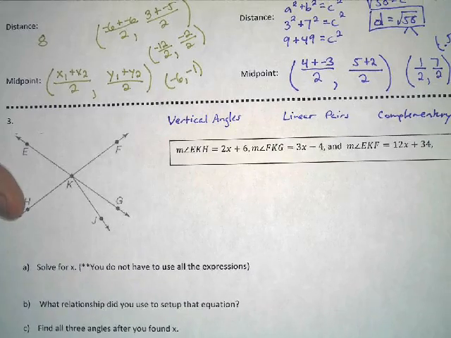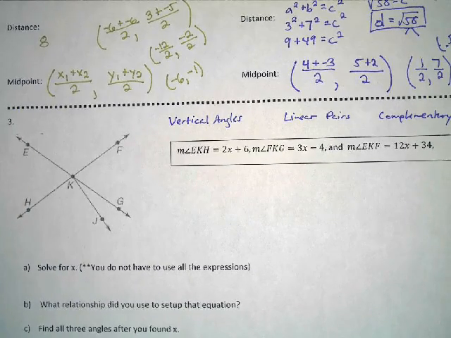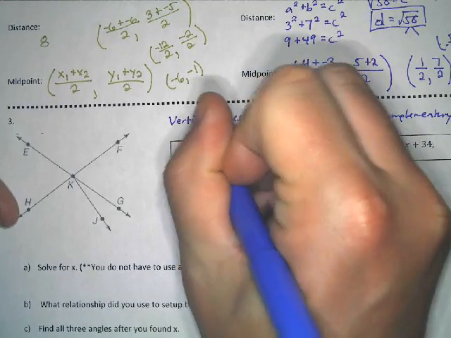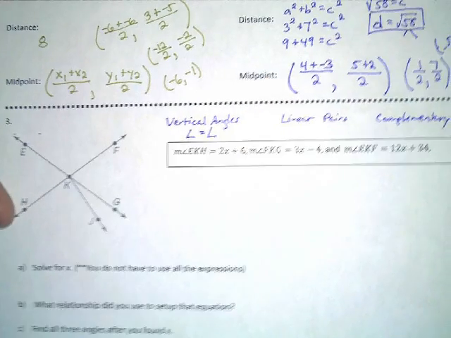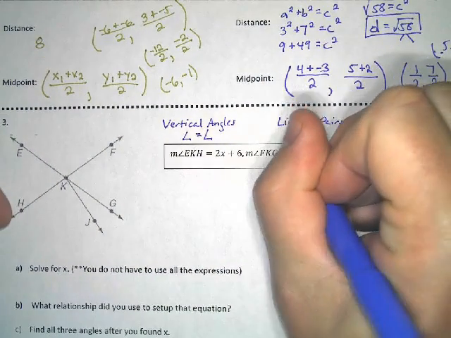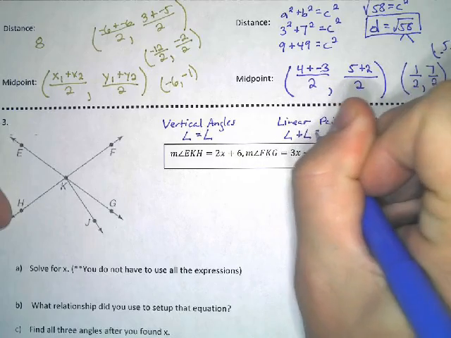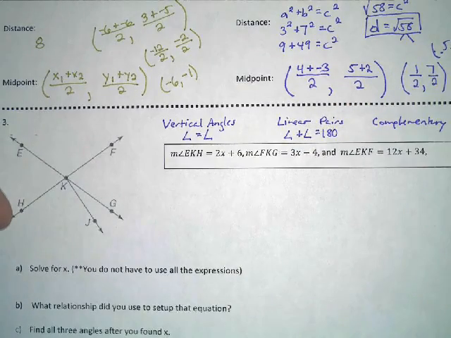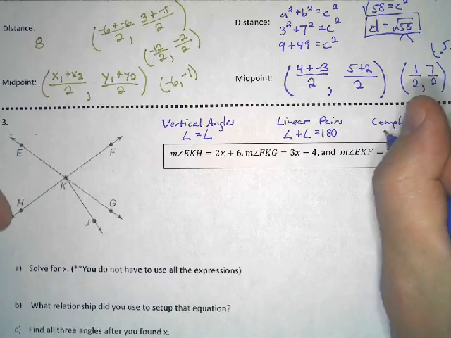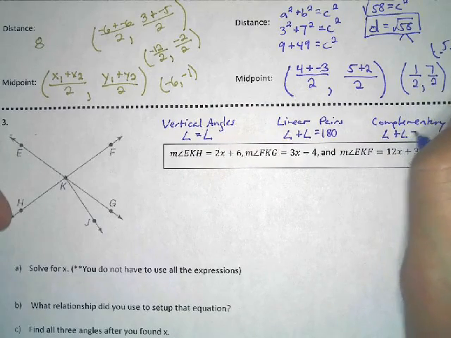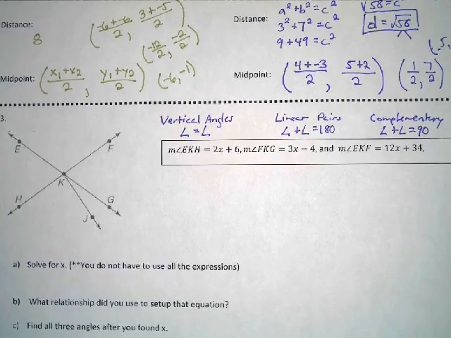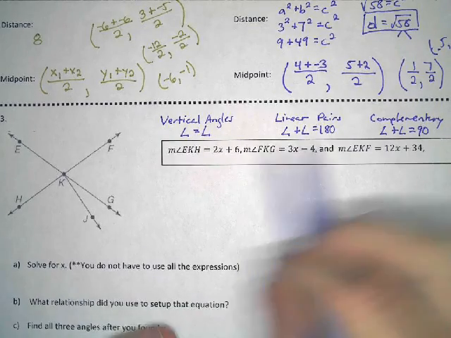Vertical angles, when that occurs, it is going to be angle equals angle. When linear pairs occur, it is going to be angle plus angle equals 180. When it's complementary, it's going to be angle plus angle equals 90. You gotta decide with the angles that are given, which of these three it is.